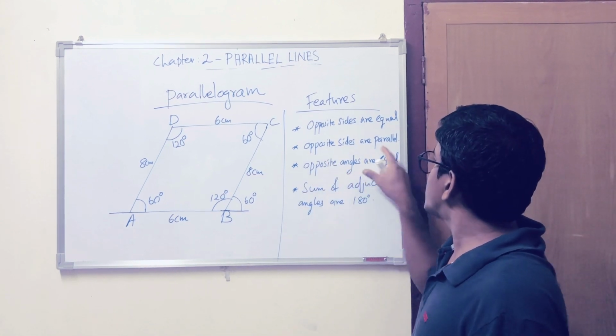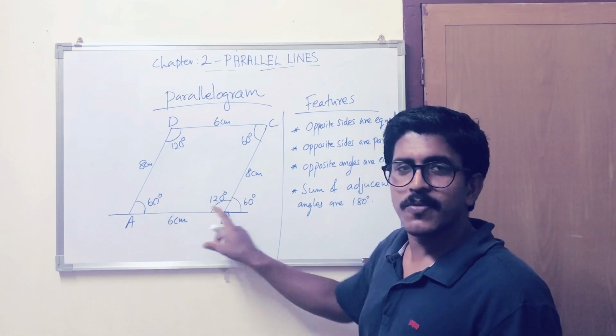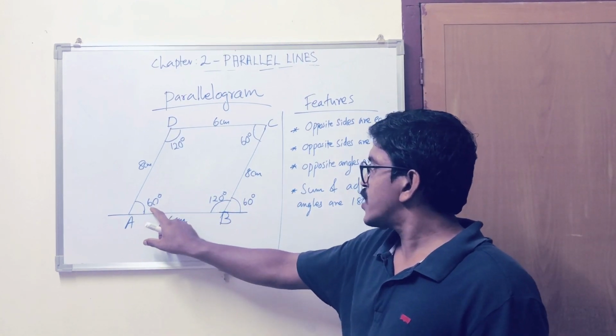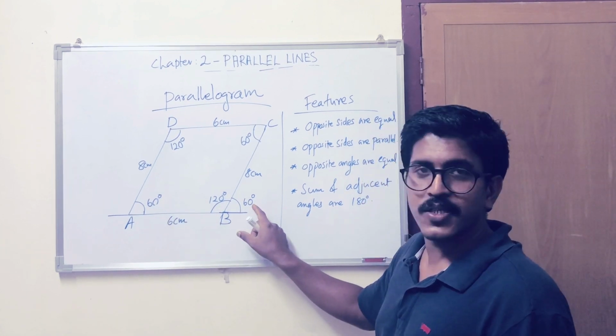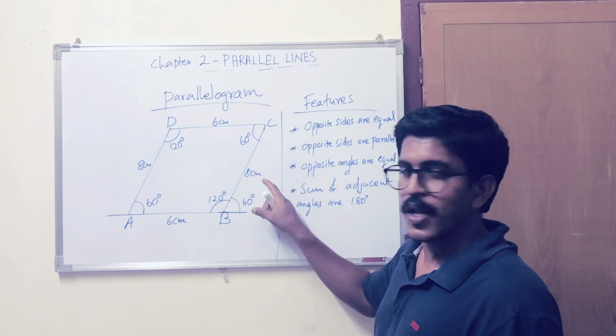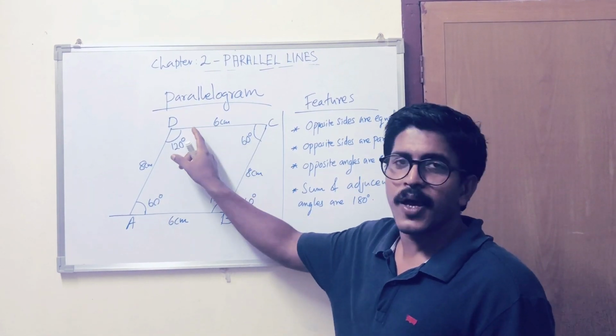Now, opposite sides are parallel. We already studied that if angles on the same side are equal, then the lines are parallel. Here you can see the angle is 60 degrees. Here also on the same side it is 60 degrees. That is, the line AD and line BC are parallel. In the same way we can see here AB and line CD are parallel.